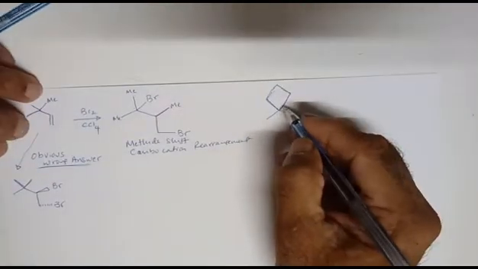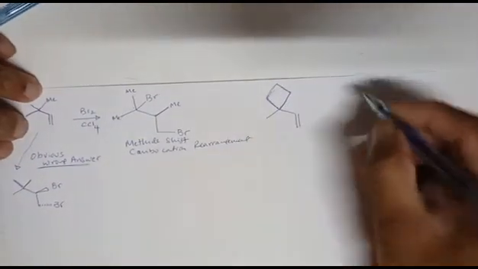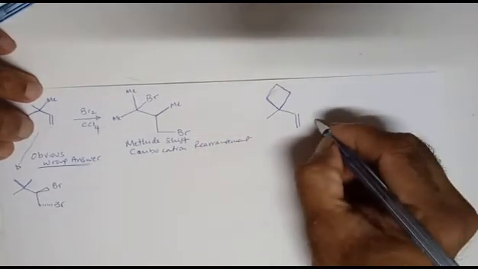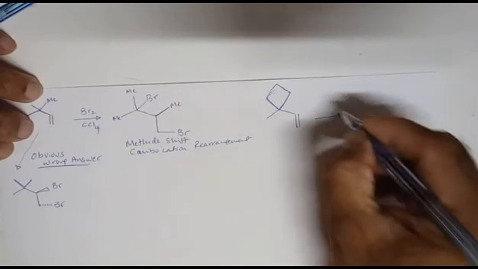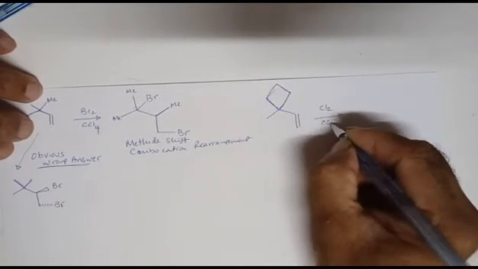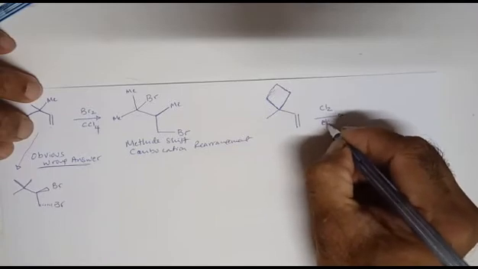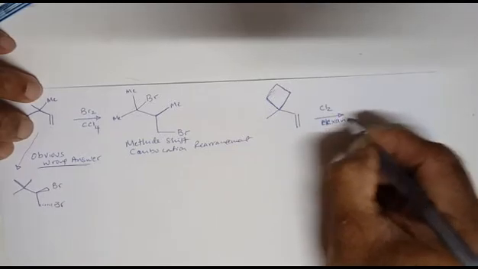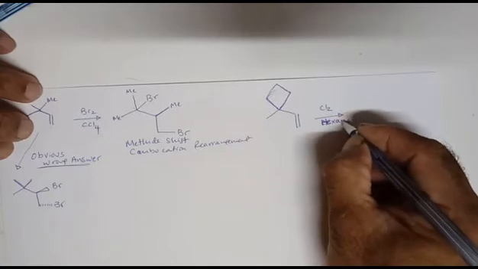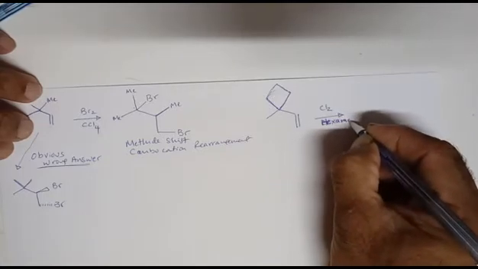So in this case, what is the obvious wrong answer? I'm not going to write it. You can write it. One bromine here, one bromine here, right? So let's say this is Cl2, CCl4. By the way, I don't have to write CCl4. I can write hexane. Hexane. I want you to be familiar with these solvents.